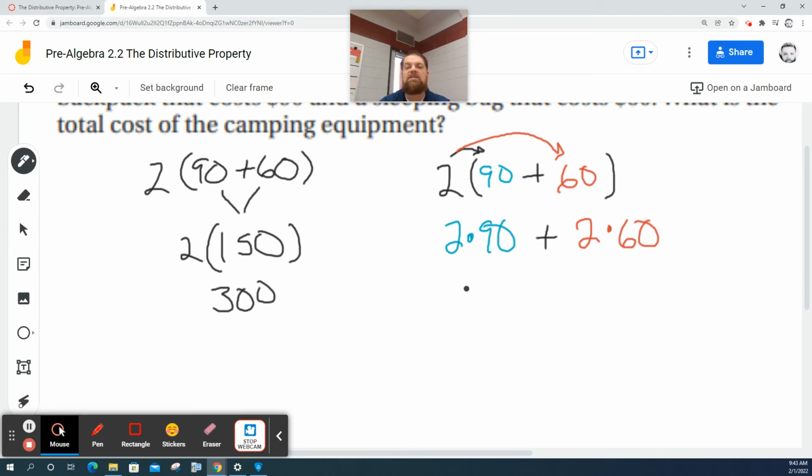So then what is 2 times 90? 180 plus 2 times 60, which is 120. And guess what? It still equals 300.